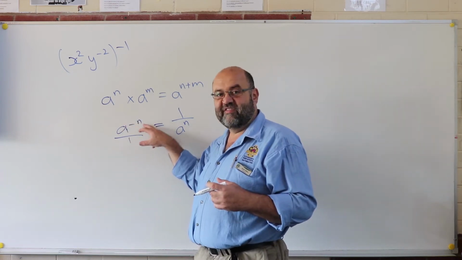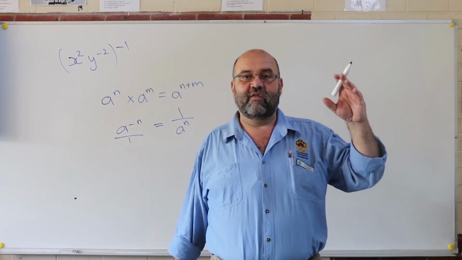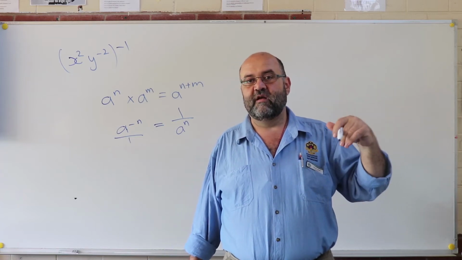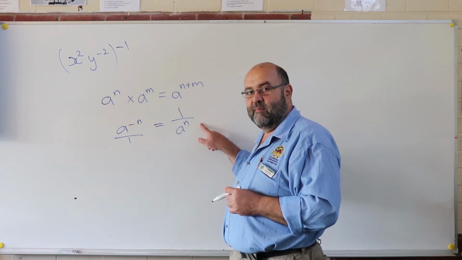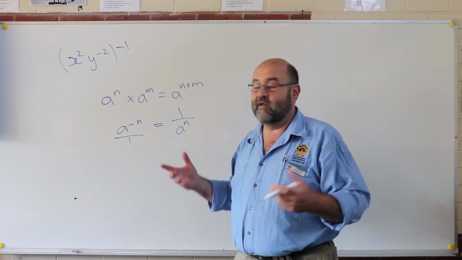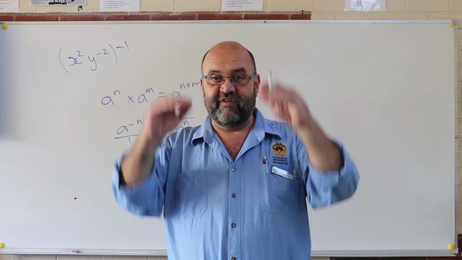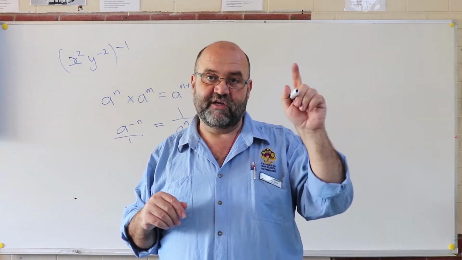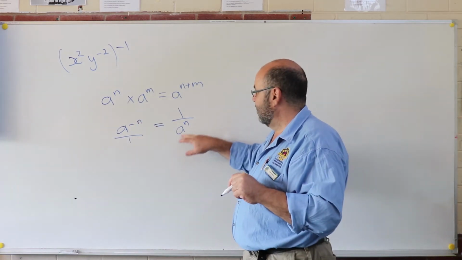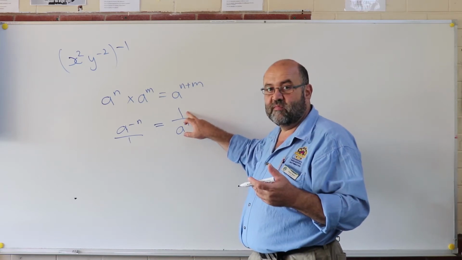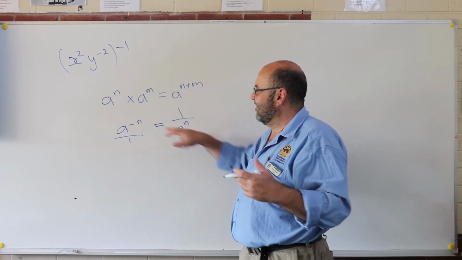So a to the negative n moves, it crosses the fraction line, comes down below, and when it crosses the fraction line, well then, now, the sign on the power changes. Okay? So if it was a negative up here, when it crosses the fraction line, the sign is going to change, it's going to be a positive n. And the same in reverse. So a to the power of n here, if it crosses, now it doesn't matter which way it crosses, anytime a term crosses the fraction line, the sign on the power changes. Okay, so a to the power of n, when it crosses the fraction line, becomes a positive, and it leaves a 1 behind. Okay, now when it crosses the fraction line, it just multiplied by 1, so it's just a to the power of n. Okay, so there's the rule that's at play here.